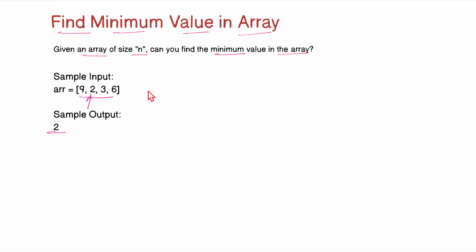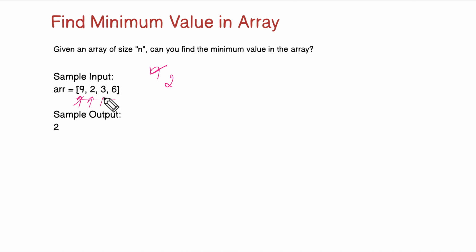So how do we solve this problem? This can be solved by iterating over the array, and we need to maintain the minimum element seen so far. Let's say an example. The first element is 9, so the minimum element seen so far is 9. When we visit the second element, the minimum element is 2, because 2 is smaller than 9. So 2 is the minimum element.